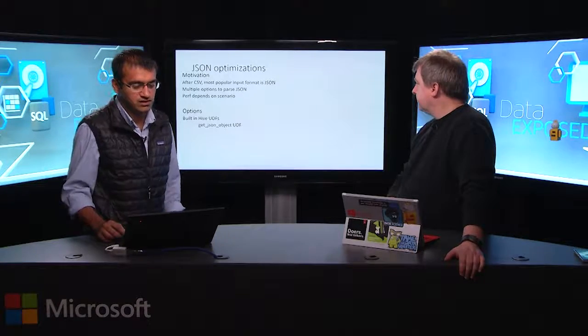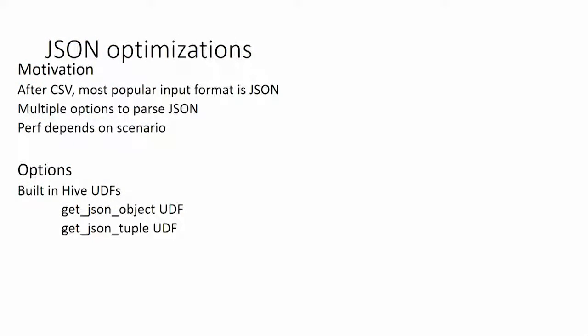Currently in Hive, you have 2 built-in user-defined functions, or UDFs: get_json_object and json_tuple. These are available right out of the box in any Hadoop distribution.